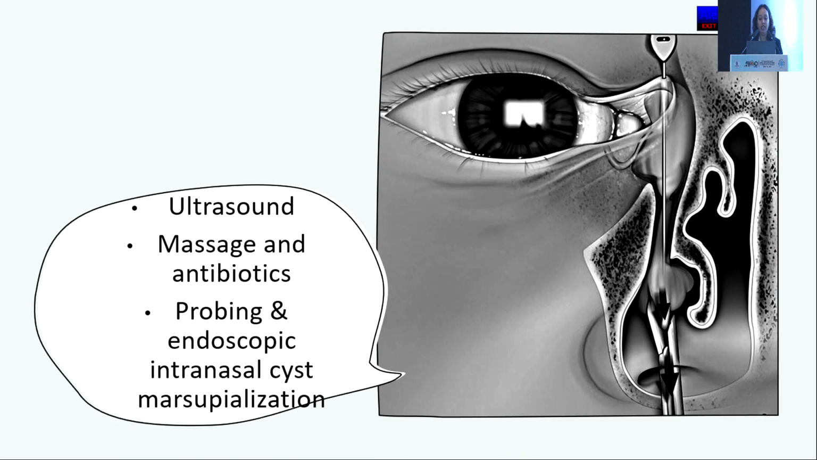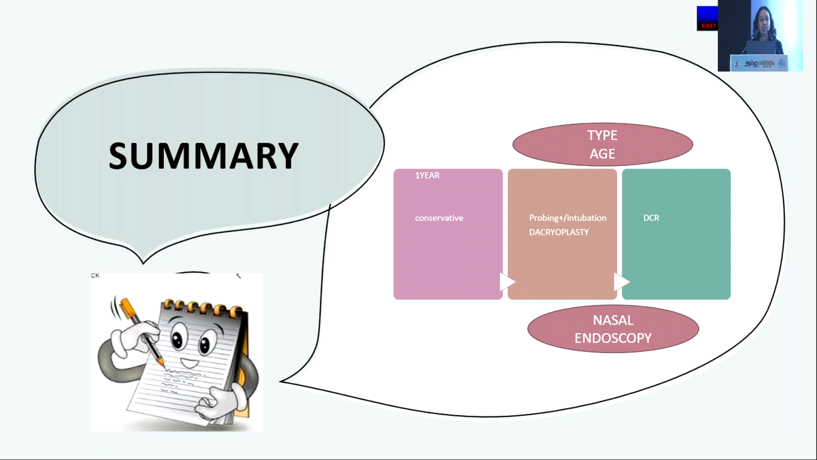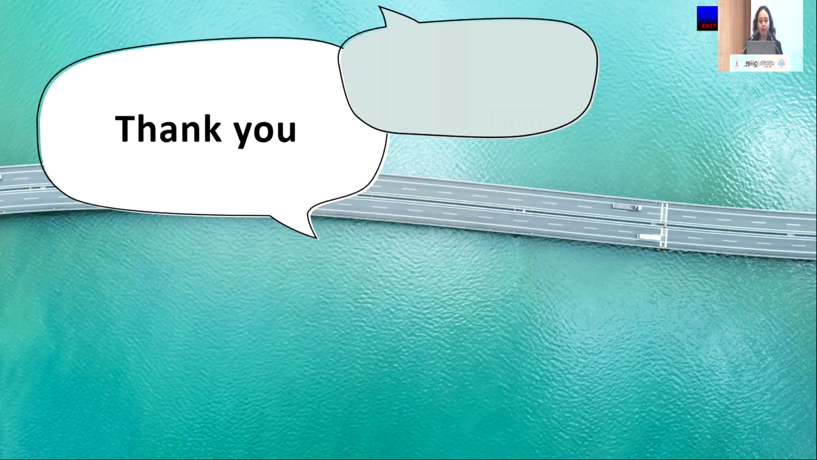So to summarize, up to 1 year, we can continue conservative treatment. And later, if it fails, depending on the type and age of the patient, we can go for probing, silicone intubation, dacryocystoplasty, and nasal endoscopy has a very important role in finding out the actual cause for the patient and also in the management. And if everything fails, the last resort is DCR. Thank you.